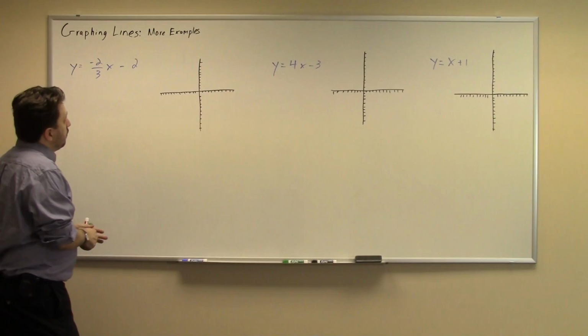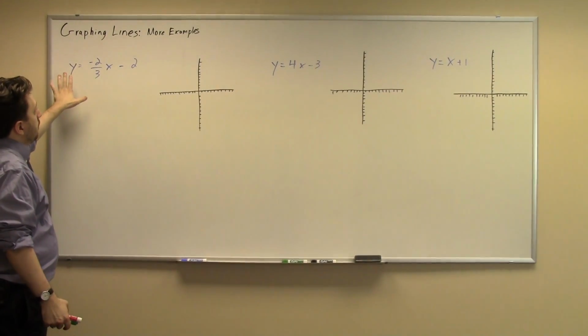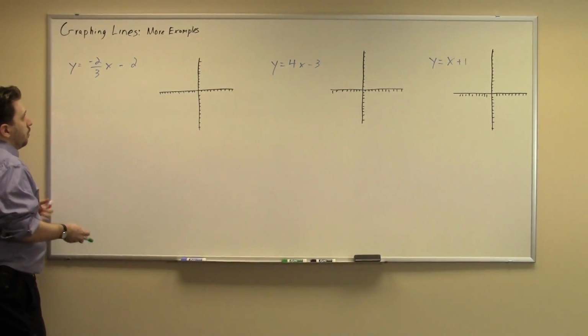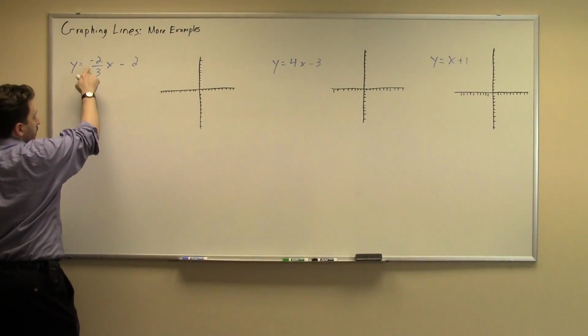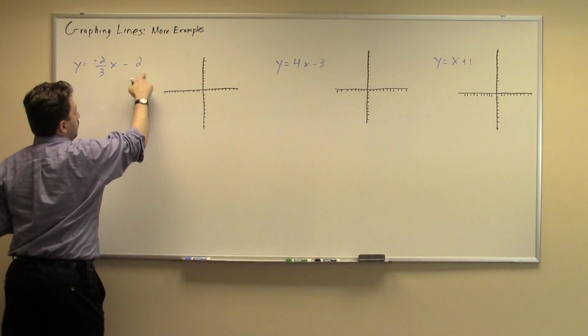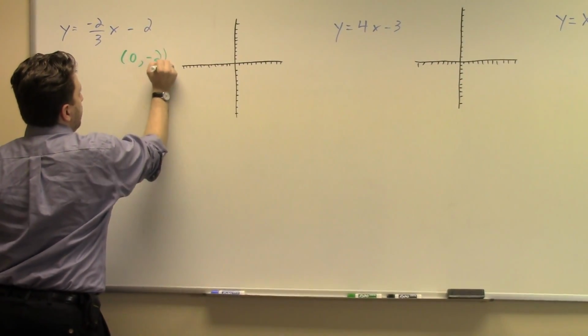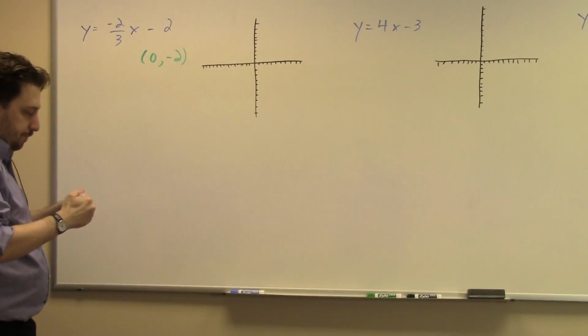So the first example I want to do is we're going to look at the line y equals negative 2/3 x minus 2. So what I'm going to note from this is my slope is negative 2/3. My y-intercept is (0, negative 2). So I'm going to start off by writing down (0, negative 2). That's going to be our first point.